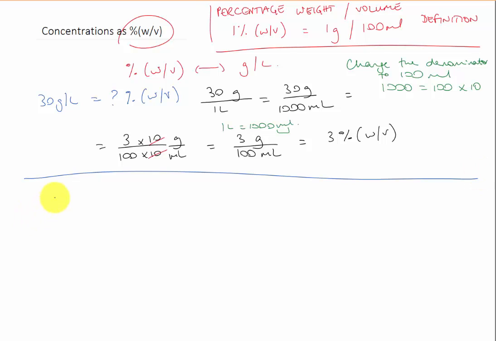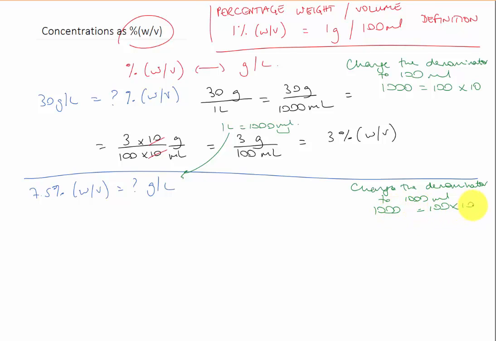Alright, and we can also go the other way. So how about if we had 7.5% weight per volume? That's equal to how many grams per litre? So here, 1 litre is 1,000 millilitres, as we've said. So this time we need to change the denominator to 1,000 millilitres. And again, 1,000 is equal to 100 times 10.